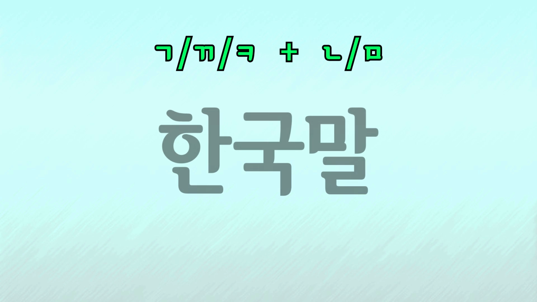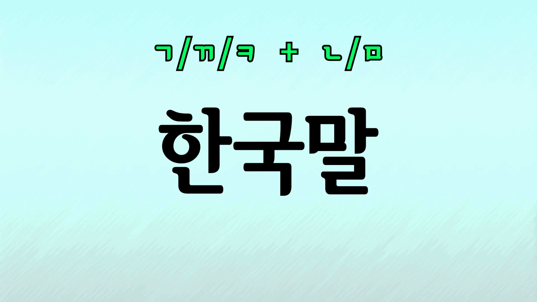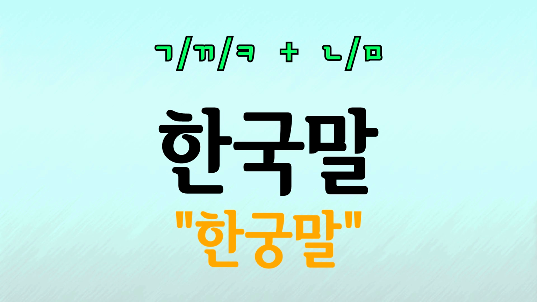So for an example, han-gul is the word for the Korean language. Here we have the syllable guk, which ends in the consonant kiok. And the next syllable after that, mal, starts with the consonant mium. So we change the sound of the kiok at the bottom of guk into an iung, and that syllable becomes gung. So together we get han-gung mal, or read quickly, han-gung mal.